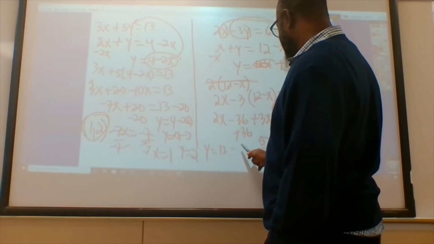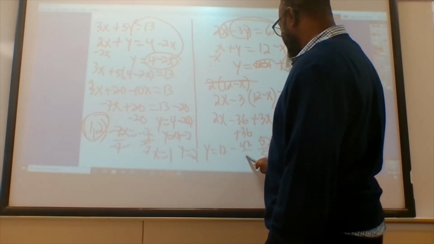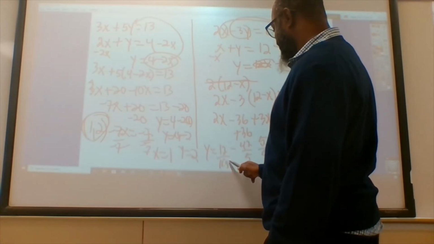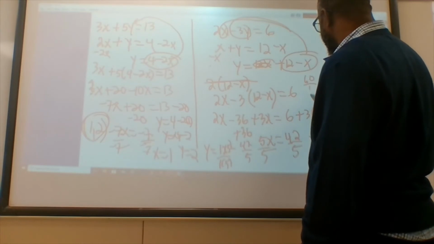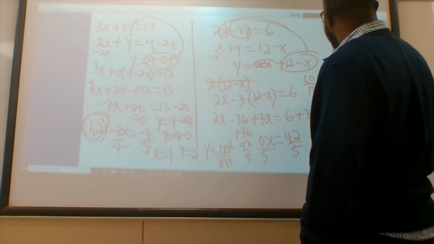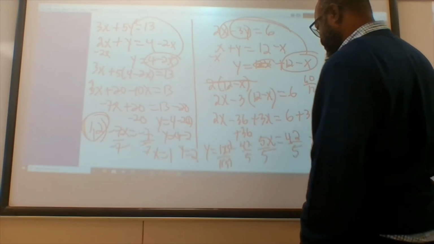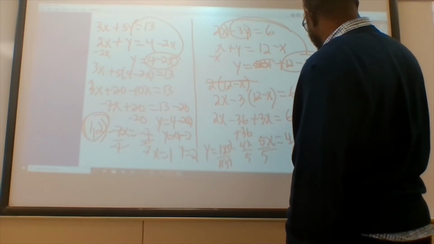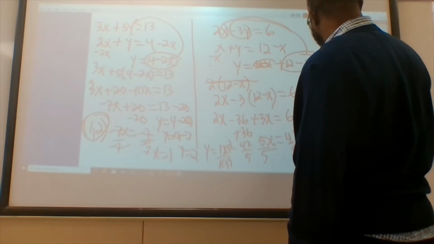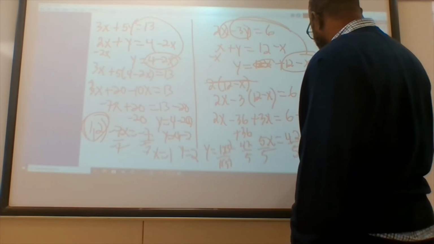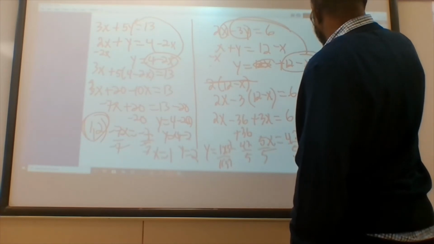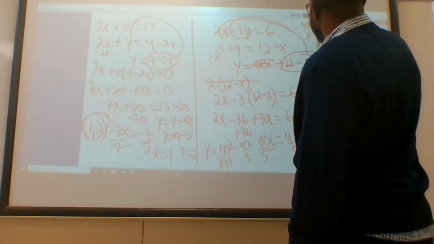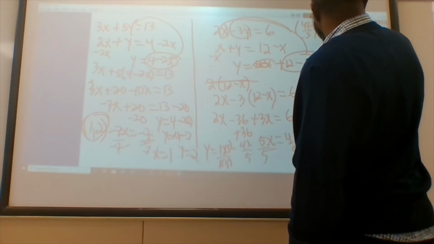Then I'm going to come here, have y equal 12 minus 42 fifths. Put this over 1, multiply by 5, multiply by 5. We'll have 60 over 5 minus 42 over 5, which gives you 18 fifths. y is 18 fifths. Then your solution will be 42 fifths, 18 fifths. This is the solution of the system.